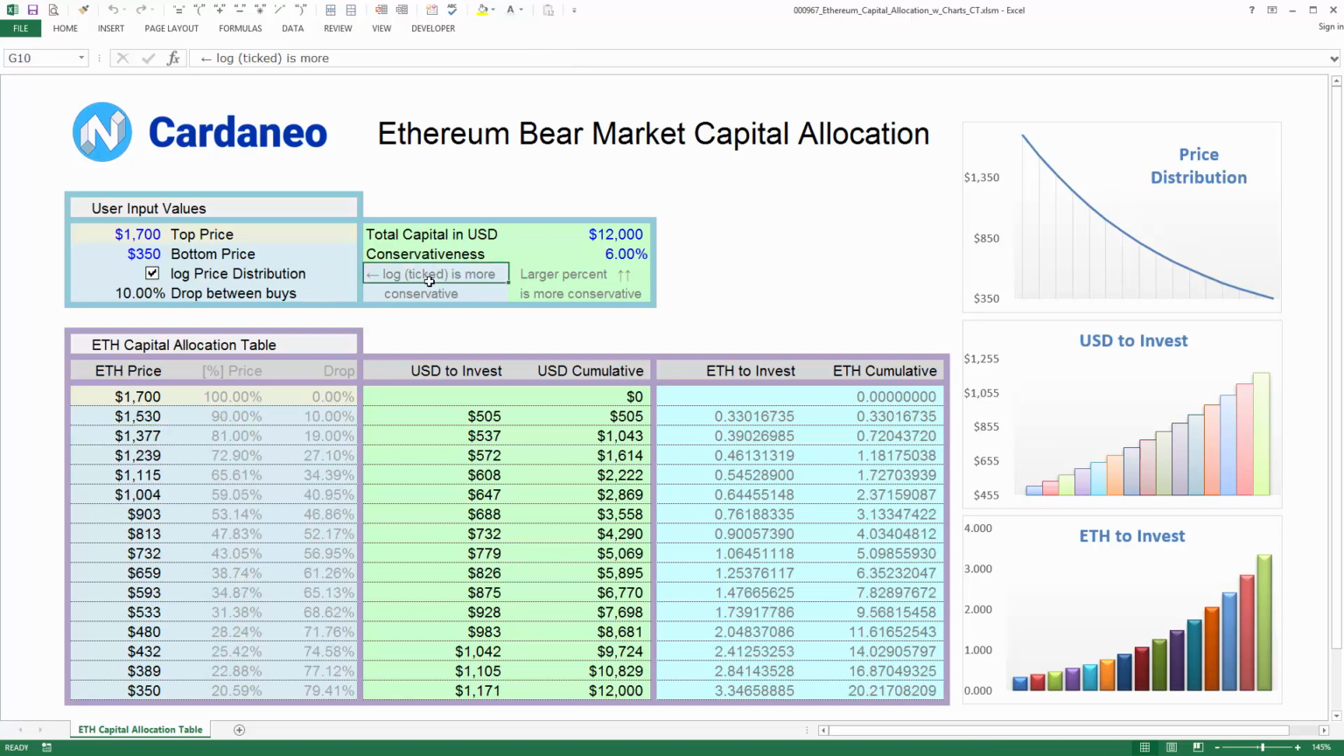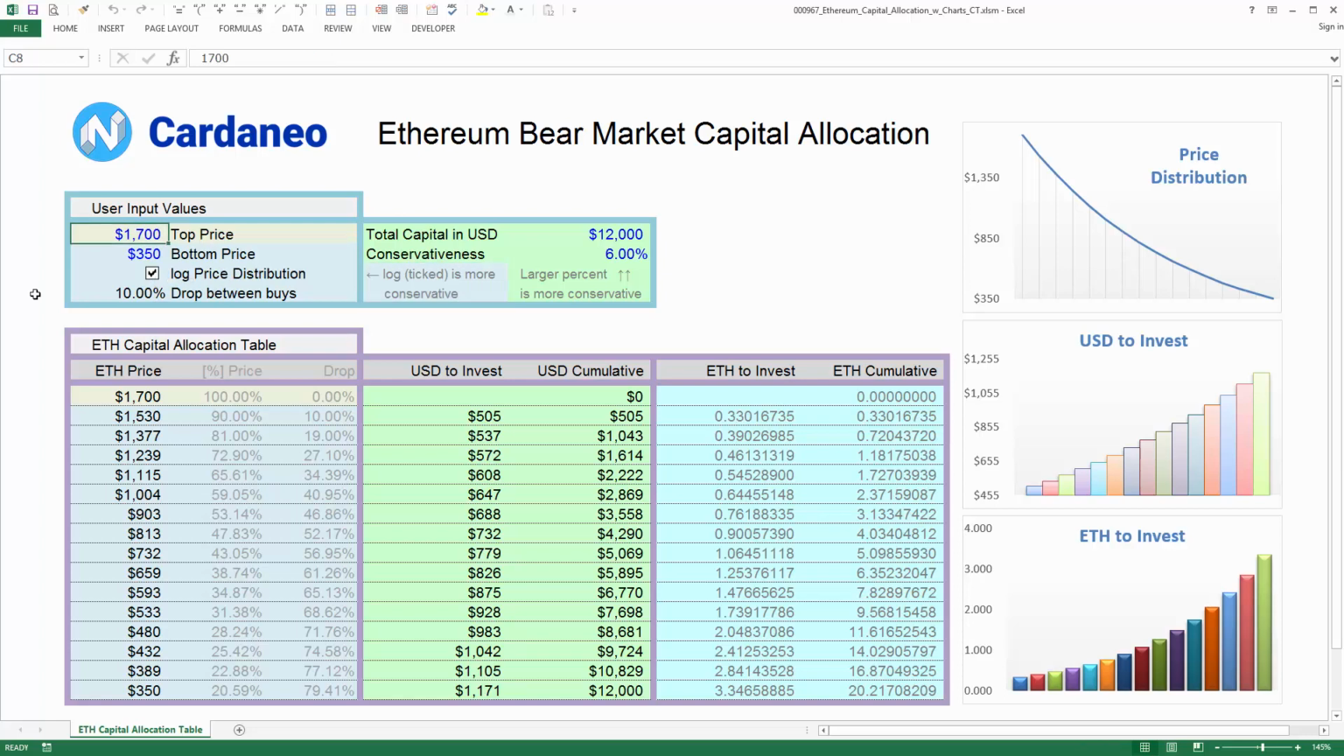I have a comment here that says that when the box is ticked, or when you're using logarithmic price distribution, you're actually more conservative. That means that prices will be more congested towards the bottom of the range, which consequently means that you will have acquired more Ethereum coins, thus the more conservative approach. I would suggest you keep this checkbox ticked, and thus you will use logarithmic price distribution.